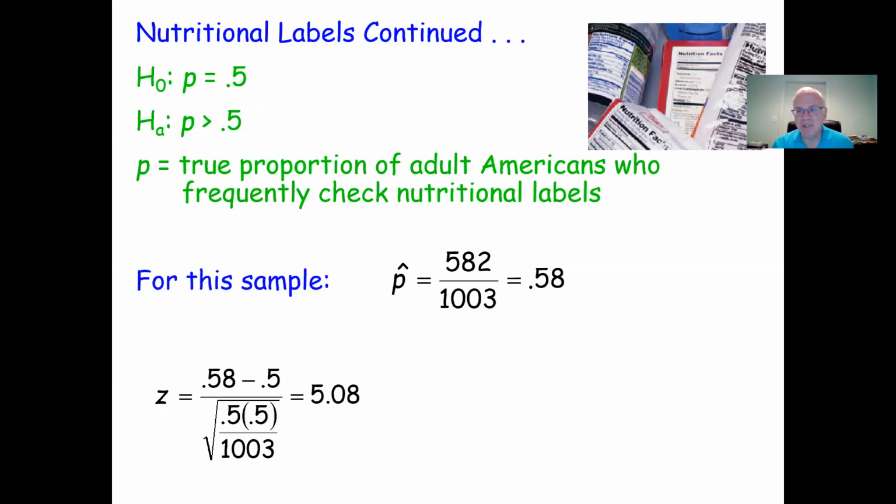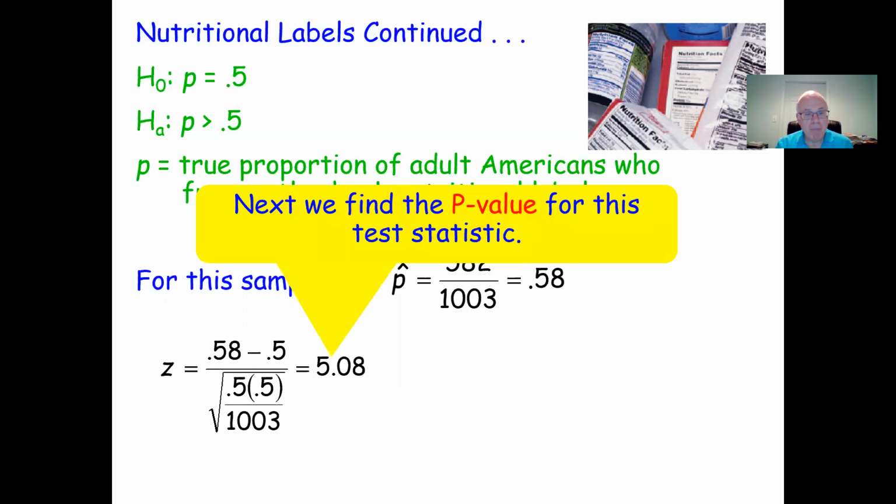I personally know what the answer to this question is going to be, but we're going to test it out. Now, we're going to find what's called the p-value. The p-value is the probability that we would get this test statistic result, or something more extreme than that, when the null hypothesis is true. And that's how we're going to determine if this is a likely event with p equal to 0.5 as our population proportion, or is it unlikely that we would get a sample statistic of 5.08?